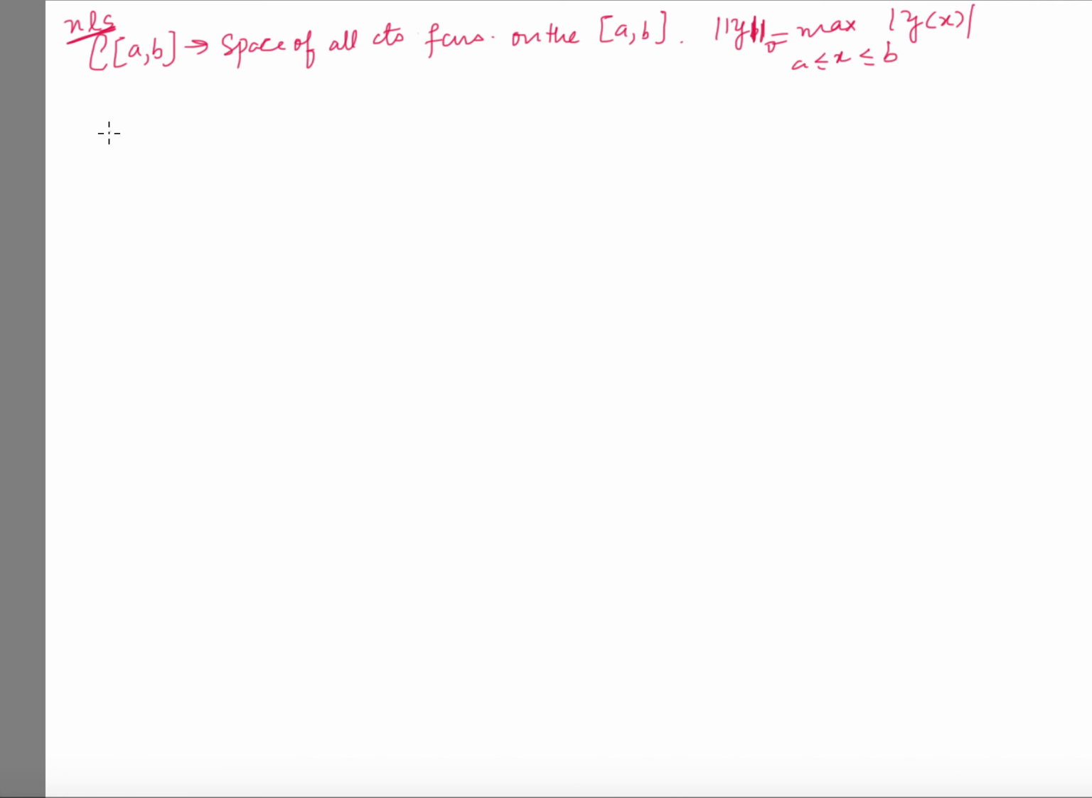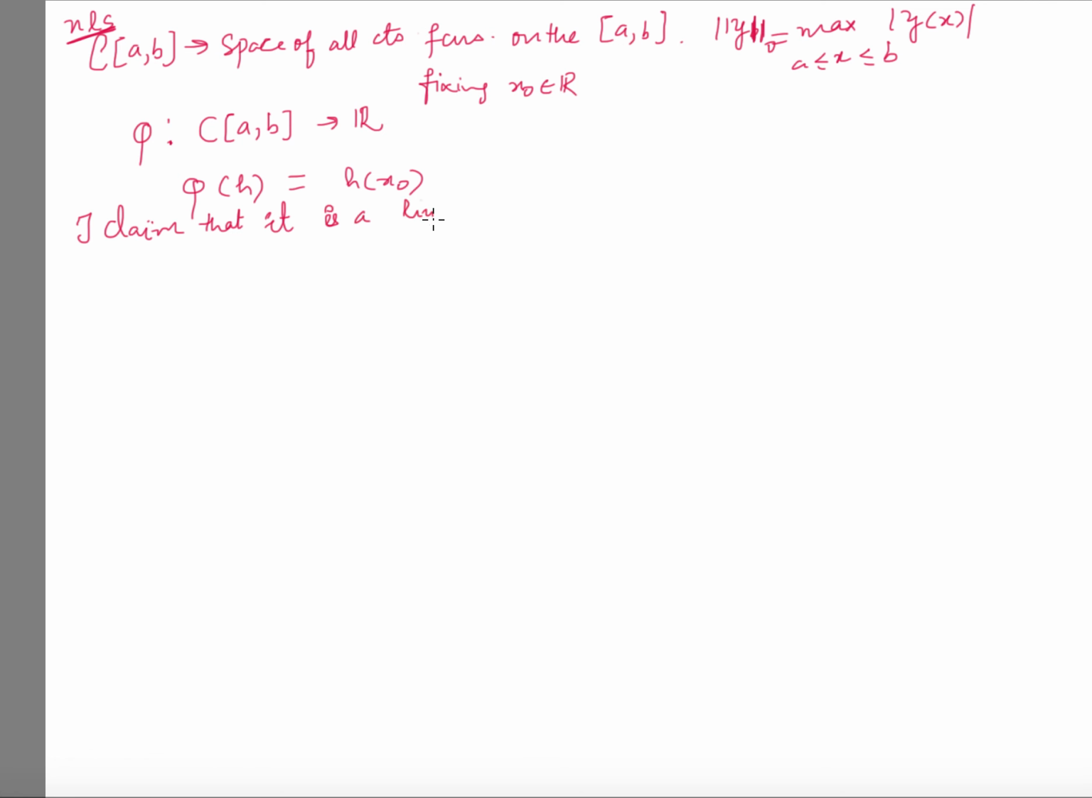So I am defining a functional, and I'll show you that it is actually a continuous linear functional. I'm defining this functional phi from C[a,b], this is your space, to R, like this: phi of h. I'm fixing some x naught, a fixed real number. So I'm taking any function h from this space to its value computed at the fixed point x naught. Now I claim that it is a linear continuous functional.